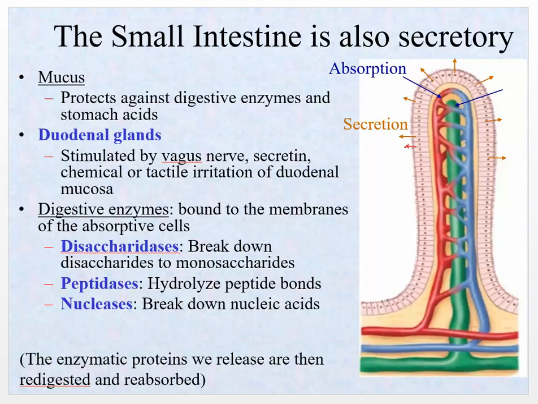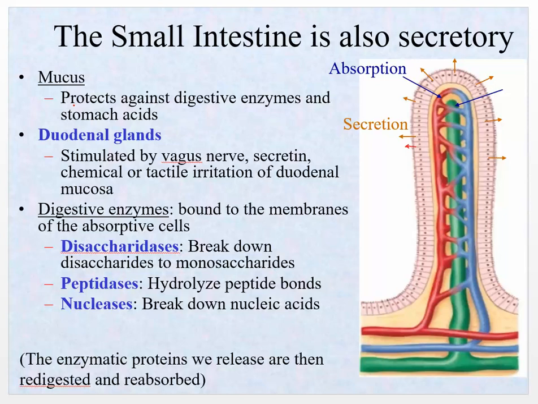So it secretes mucus, protects everything along the way, along your GI system, along your alimentary canal. Everything along the way has mucus on it. And so you've constantly got mucus being secreted from the esophagus, mouth, stomach, small intestine, everything. So mucus protects against digestive enzymes and stomach acids.